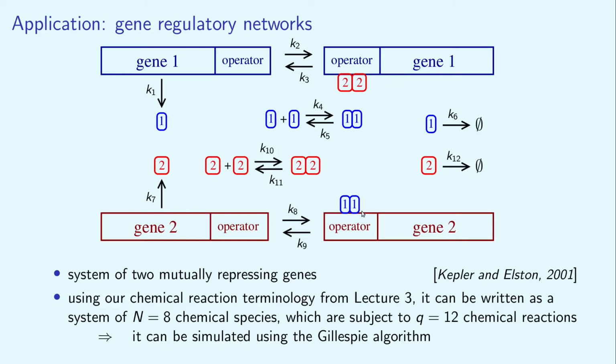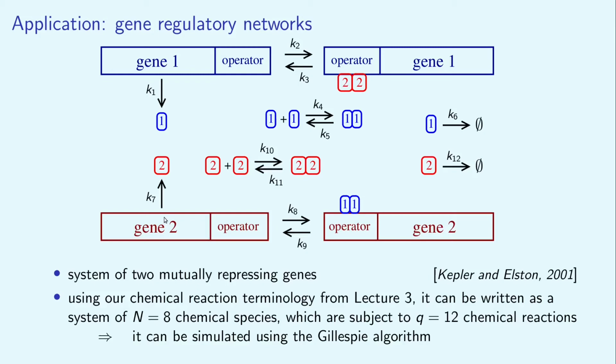In my example, the dimer molecule of protein 1 can bind to the operator region of gene 2 and it switches off the production of protein 2. This reaction can go both ways. The dimer can also unbind and the production of protein 2 is resumed. In particular, if there is a lot of protein 1 in the system, then there will also be a lot of dimers available to switch off gene 2. So protein 2 will be produced less often.